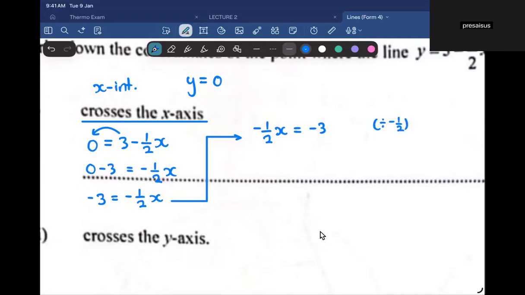Yes, sir. Nice. So if I divide this side by minus a half, they're going to cancel off. And that's just going to leave me with x. On the other side now, remind me, Perseus, if we are dividing by negative a half, that's the same thing as multiplying by.